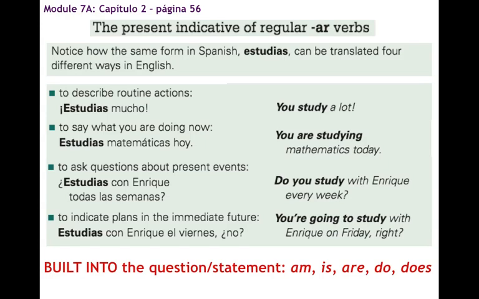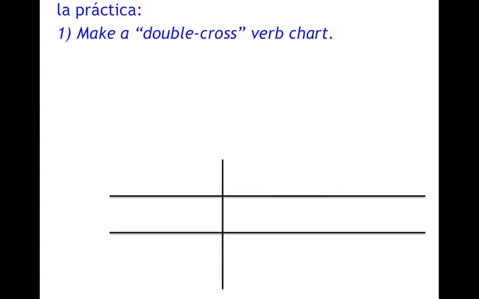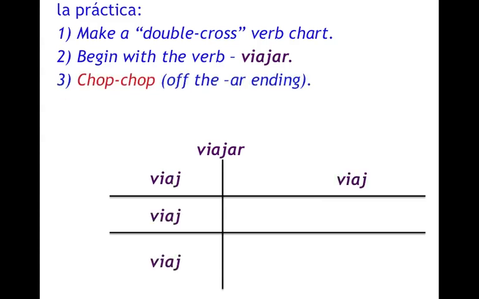It is simply estudias. But over there to the right, you see in some cases are is added to the translation, do is added to the translation, are going is added, etc. Un poco de práctica. First, make a double cross verb chart, one line down, two across. We're going to use the verb viajar for this práctica. What do you do first for your conjugation? What is the first action you take with that verb? Chop, chop. You chop off the infinitive ending, in this case it's an AR, and you're left with a stem or root, VIAJ. What do you do next?